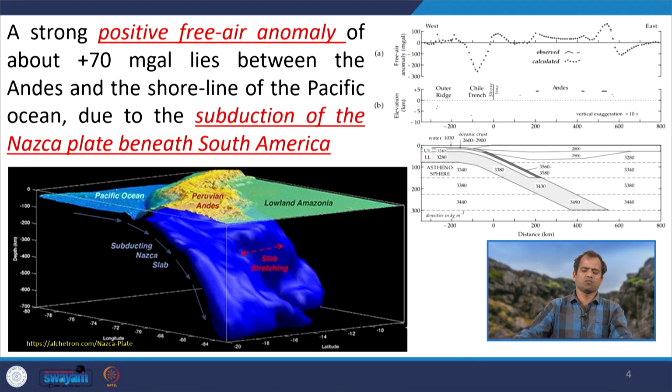And a strong positive free air anomaly of about plus 70 milligal lies between the Andes and the shoreline of the Pacific. This is due to the subduction of the Nazca plate. So, with the subduction of this plate, we are inserting a mass here, which was earlier not existing, it was somewhere in this way. So, that means we are adding a mass here, that is why we are getting a positive anomaly here.